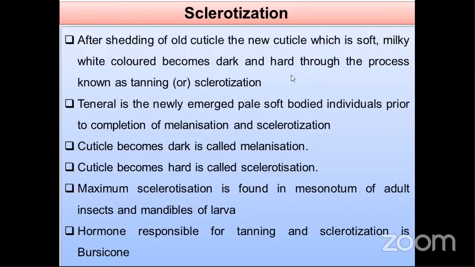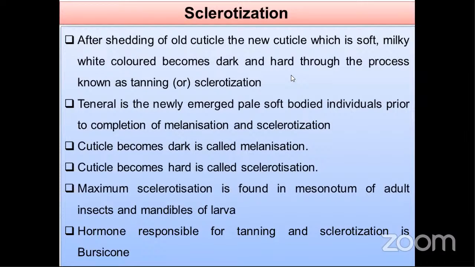In the starting stage, proteinase and chitinase are there. Those enzymes digest the old cuticle. At that time, it secretes milky substances, which are white in color. So these are pale, soft-bodied individuals, which we call tenerals.